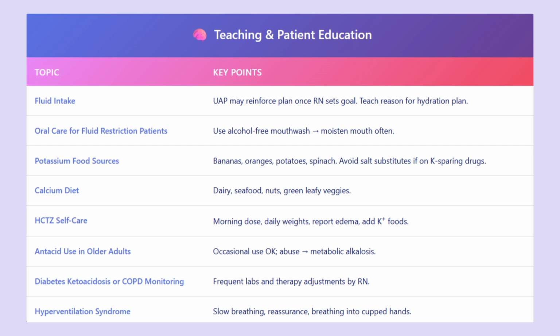Hyperventilation syndrome often happens with anxiety or panic attacks when the client breathes too fast and blows off too much CO2. The nursing focus is to help them slow their breathing, provide calm reassurance, and if needed, have them breathe into cupped hands to rebalance their CO2 levels. The goal is to calm both their mind and their breathing pattern.